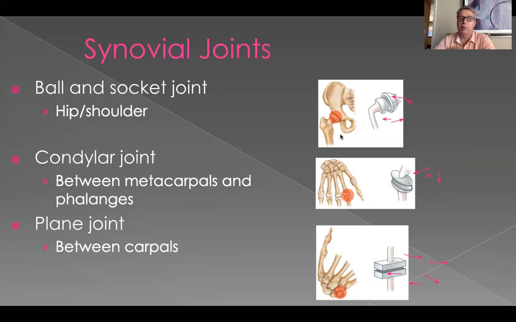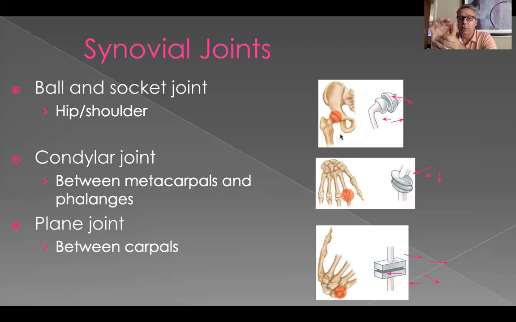Condylar joints are the joints where you crack your knuckles. They're flat joints that allow for movement, and they are found in the feet and the hands. The plane joints would be the metacarpals and the phalanges. These would be more in the carpals and the tarsals, where there's not a lot of movement.